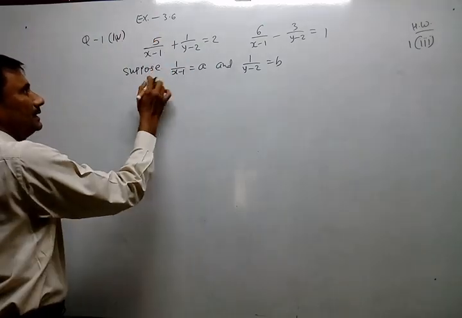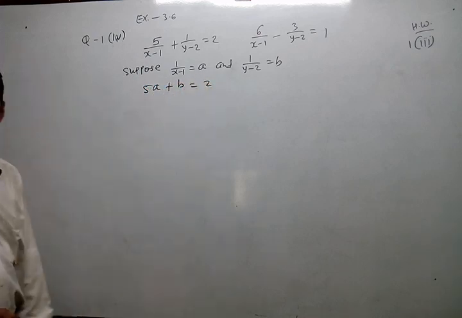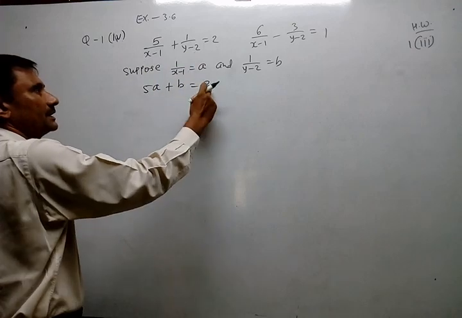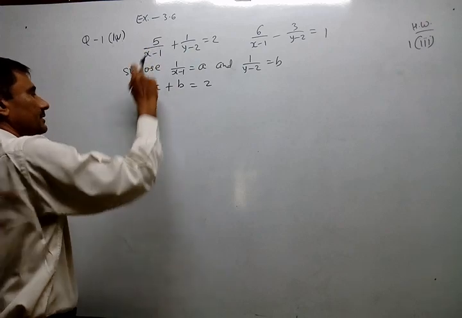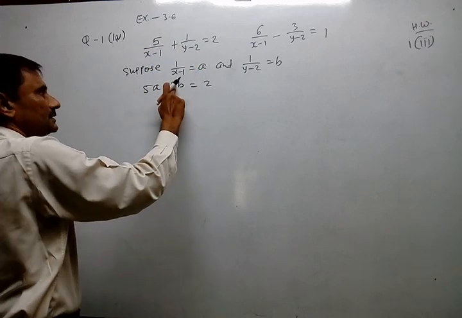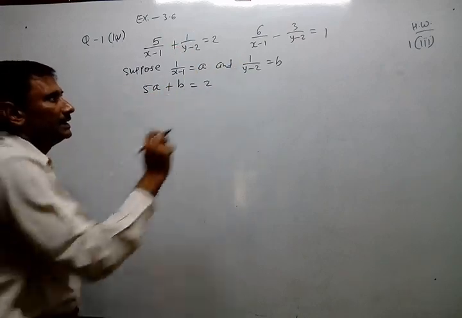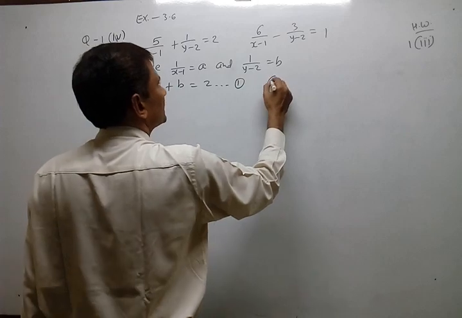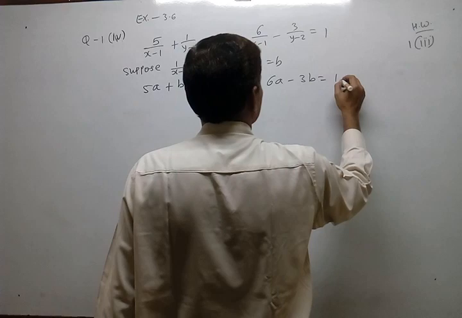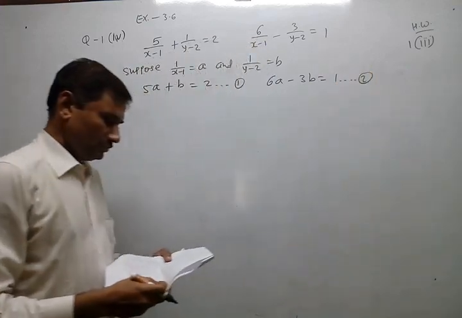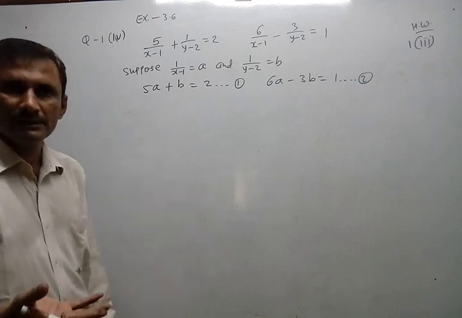Now just write down accordingly. So 5a plus b equal to 2. How did I write it? In place of 1 upon x minus 1, a, 5 remains 5. There is nothing there, so no need to write 1. But in place of 1 upon y minus 2, write b. Equation number 1. And this is 6a minus 3b equal to 1. Equation number 2. Now solve as our usual practice.